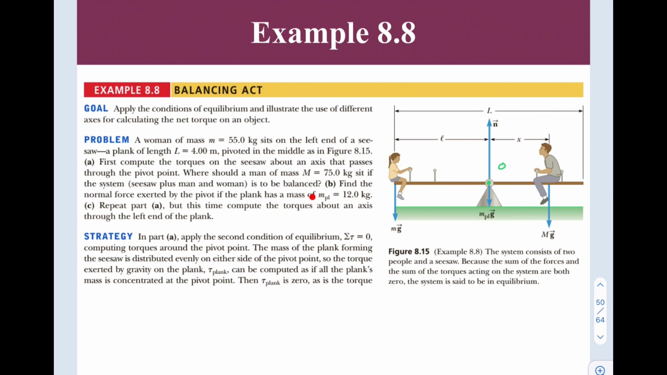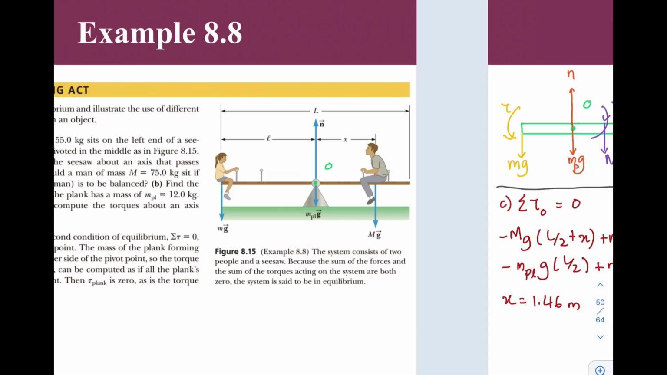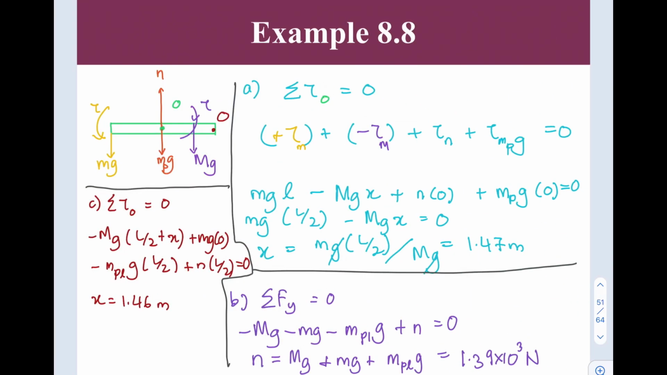Okay, remember we are in static equilibrium. B. Find the normal force exerted by the pivot if the plank has a mass of 12 kg. Repeat part A, but this time compute the torque about an axis through the left end of the plank. If we can visualize a simple free body diagram of our plank just now, with the weight of the woman, weight of the man, weight of the plank.